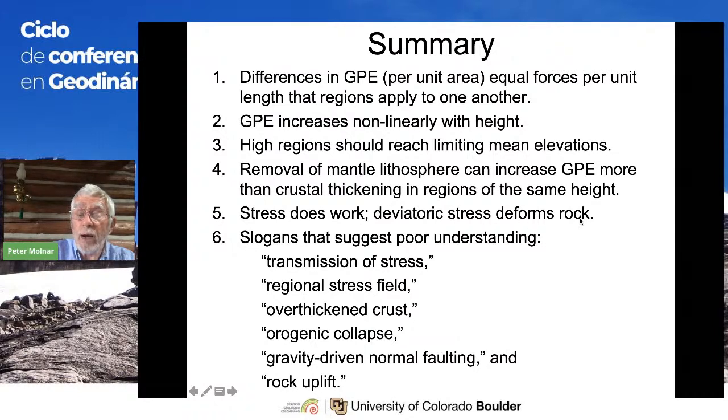Deviatoric stress deforms rock. And then these slogans that I discourage you from using, like transmission of stress, which, as I said, I have used, regional stress field, which I have used, overthickened crust, which I have not used, orogenic collapse, which we all understand, but is a misleading slogan, gravity-driven normal faulting, all normal faulting is gravity driven, and rock uplift. Of course, rock goes up, but in the energy balance, it's the surface uplift that matters. And Hector, I have actually finished with a couple of minutes to spare, according to my clock.